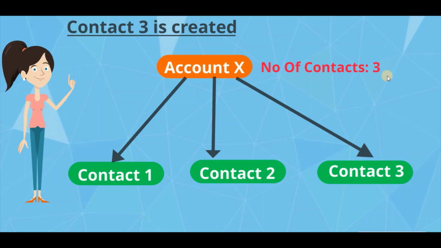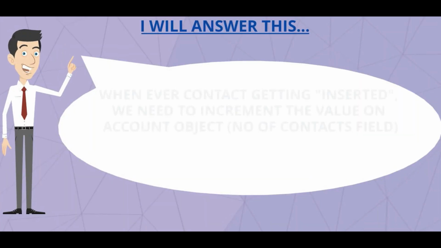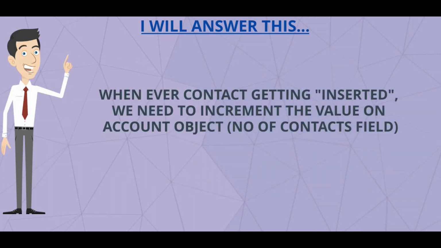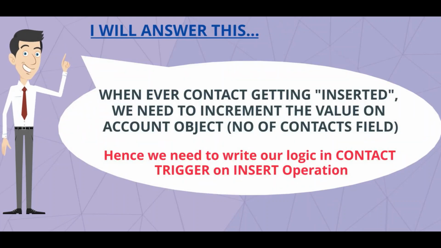So Cuboid, tell me what is the conclusion here? I will answer this. Whenever a contact is getting inserted, we need to increment the value on the account object in the number of contacts field. Hence, we need to write our logic in a contact trigger on insert operation. Exactly. So we need to write our contact trigger on insert operation.